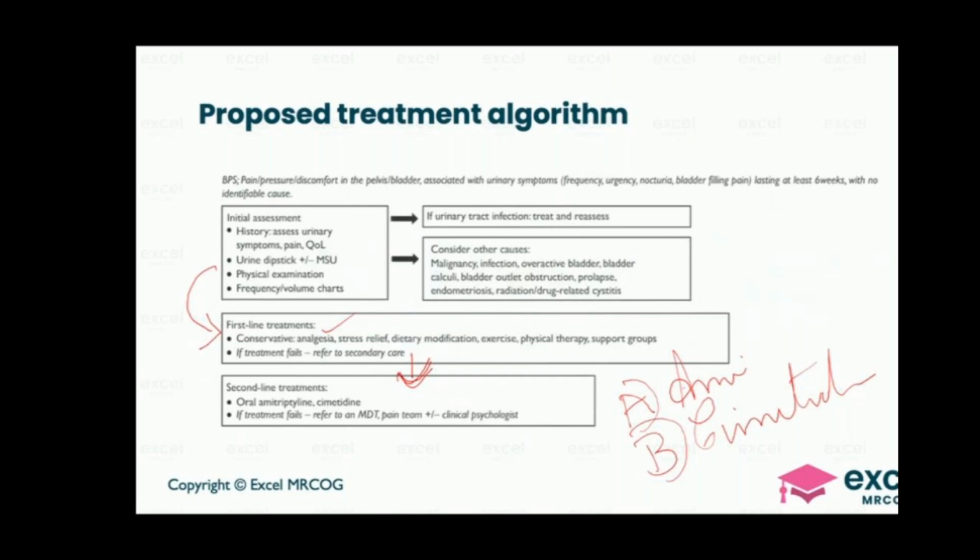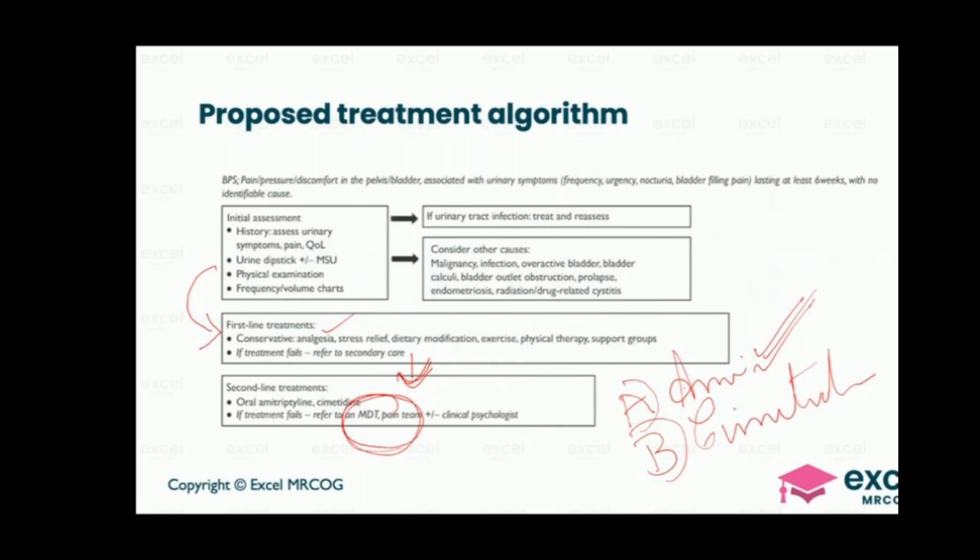Amitriptyline. Yes. Amitriptyline, because that is licensed, right? So it is a licensed drug. Okay. Now, if that treatment fails, then you come to your MDT.